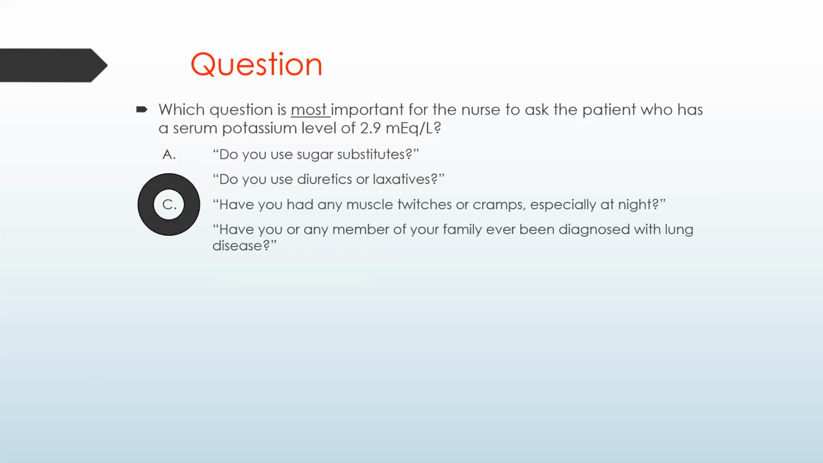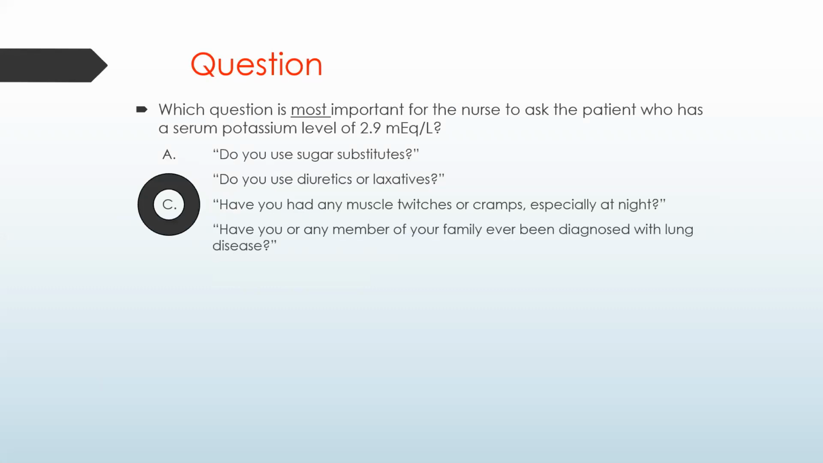Okay, the answer is C. Potassium causes musculoskeletal changes, such as weakness, twitching, and cramps, which puts them at risk for injury or falls. Also, the musculoskeletal changes put the patient at risk for respiratory insufficiency because of the muscle weakness.